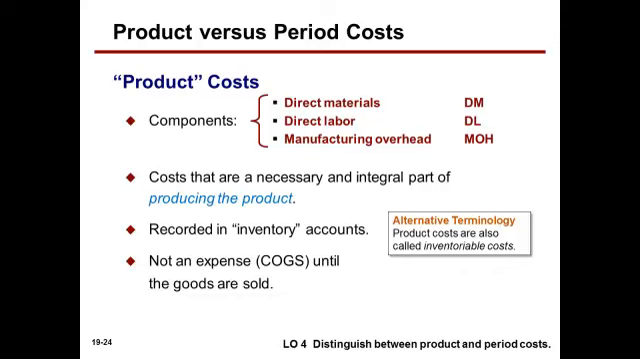Let's look at a closer definition of product costs. First of all, the components: direct materials, direct labor, manufacturing overhead, with the abbreviations indicated on the right. These costs are necessary and an integral part of producing the product, hence they're called product costs. All these costs are recorded in inventory accounts on the balance sheet. They are not expensed until the goods are sold. When they're expensed, we'll see an account called cost of goods sold.